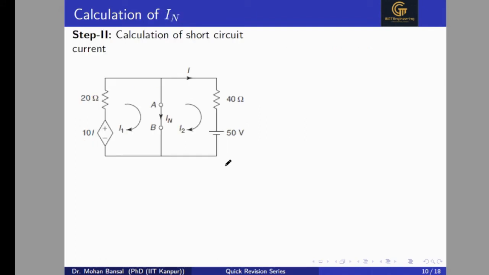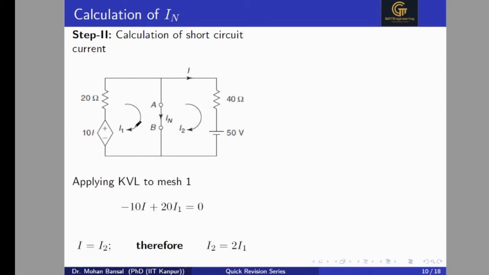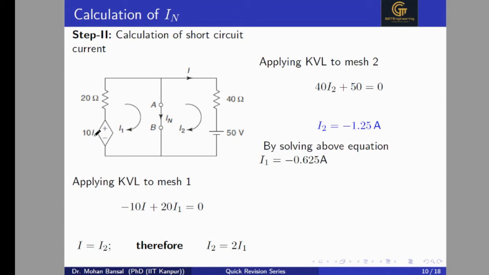Now for calculation of RTH, first we need to compute the IN. So the terminals are short circuited and we'll compute the value of IN in this branch. We apply two KVL equations in these two meshes, so we will get two equations with variables I1 and I2. Here you can see that the current I flowing in this branch is equal to I2. So we can replace this I with I2, because 10I is equal to 10I2. After simplifying, we will get the values of currents I1 and I2.